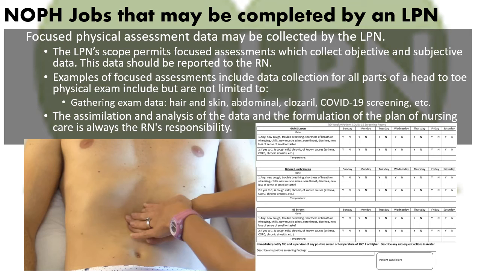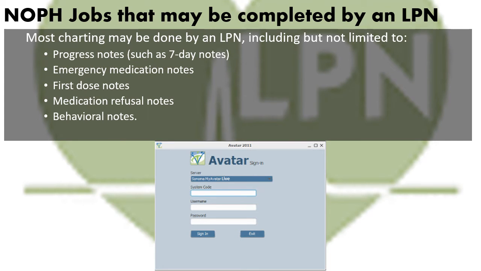How this differs from how an RN does an assessment is that the assimilation and analysis of the data obtained and the formulation of the plan of nursing care, that is what the RN's responsibility is. Most charting may be done by an LPN, including but not limited to progress notes, and those could be 7-day notes, weekly notes, monthly notes.